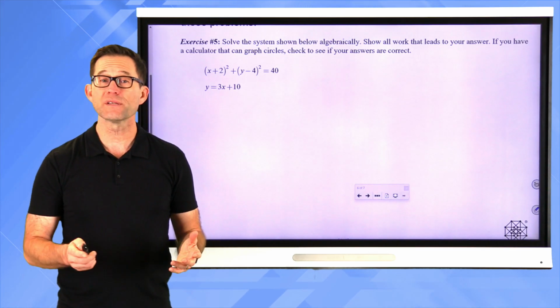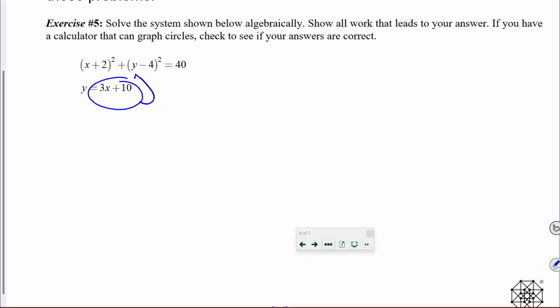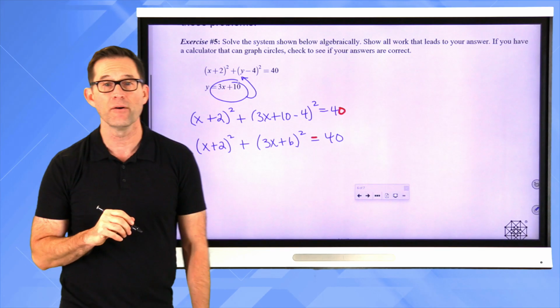All right, well, just like the previous exercise, I'm going to start by taking 3x plus 10 and substituting it in for y. That's going to give me x plus 2 squared plus 3x plus 10 minus 4 squared is equal to 40. Now, before I do anything else, I'm going to clean up that second set of parentheses. 3x plus 10 minus 4 will be 3x plus 6 squared is equal to 40.